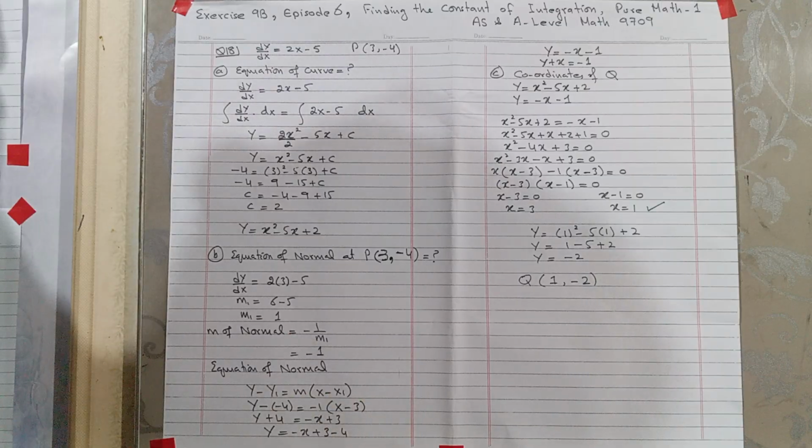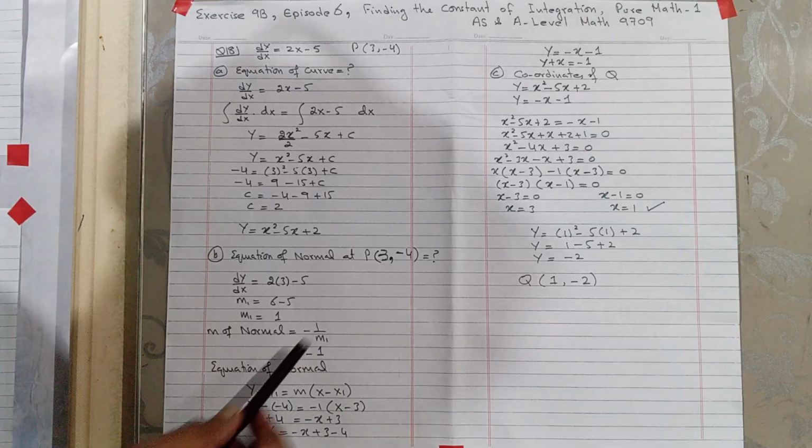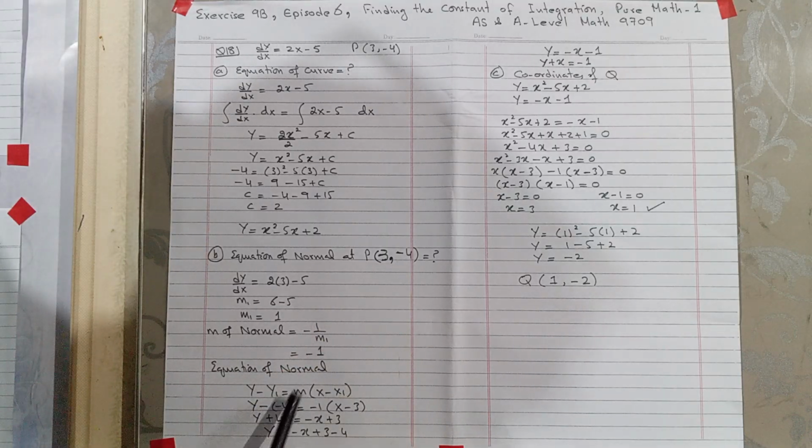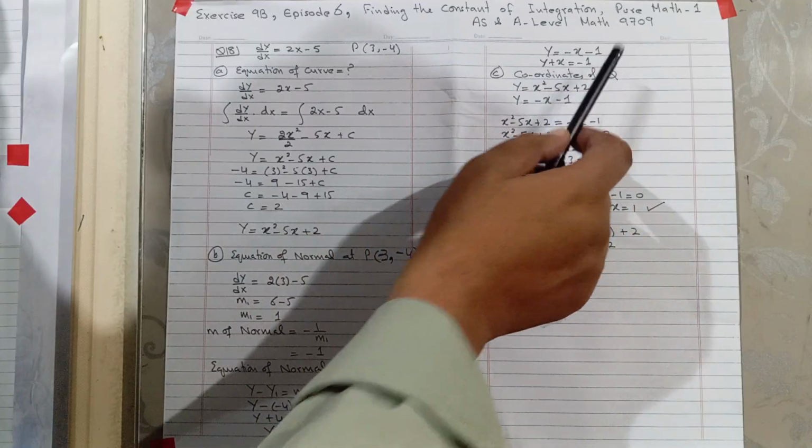The normal is a line, so its equation is y minus y1 equals m bracket x minus x1. In the place of y1 I will put minus 4, in the place of x1 I will put 3, and in the place of m, the gradient of the normal, I will put minus 1. So y minus minus 4 equals minus 1 bracket x minus 3. So y plus 4 equals minus x plus 3. y equals minus x plus 3 minus 4, so y equals minus x minus 1. y plus x equals minus 1.